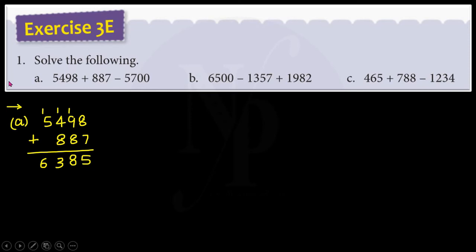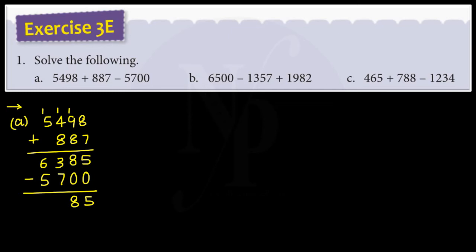5700, which is given in the question here. So I will put a minus sign here and write down the given number 5700. Let us subtract now. So subtracting 0 from 5, we get 5. Subtract 0 from 8, you get 8. Subtracting 7 from 3 is not possible, we need to regroup.